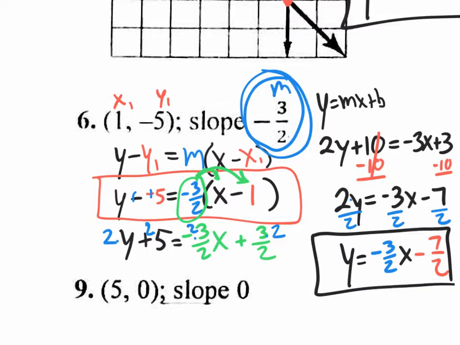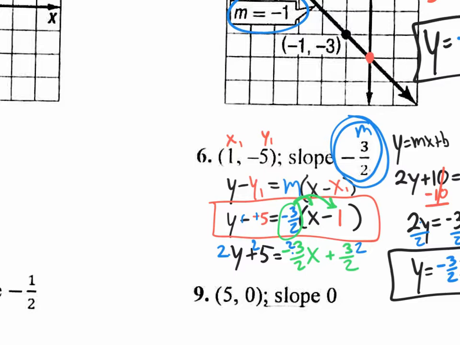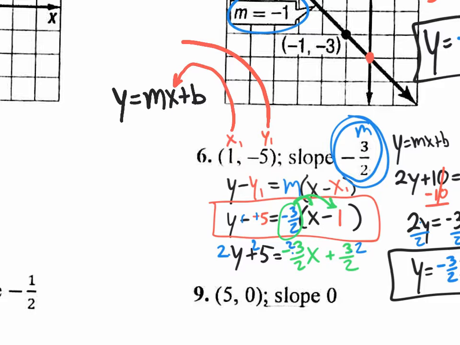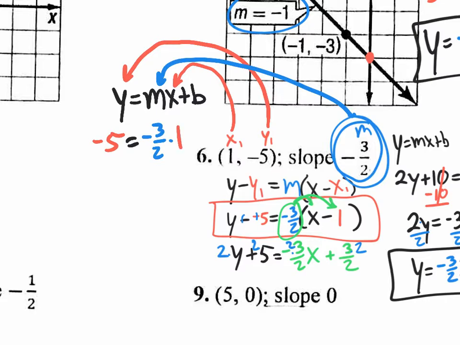Is that the only way of doing it? No. We could go back to last week. Last week, how did we do this problem? Since we wanted slope-intercept form, y equals mx plus b, you could plug in the x value right in there. You could plug in the y value right over here. You could plug in the m value right in here where the m's at. And if you did do that, you would end up with this equation. Negative 5 equals negative 3 over 2 times x. X happens to be 1. And then plus b at the very end. And you'd have to solve for b.